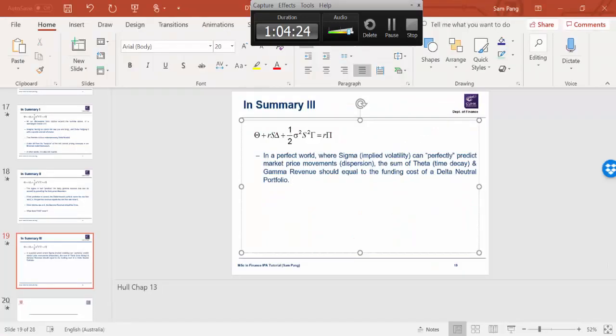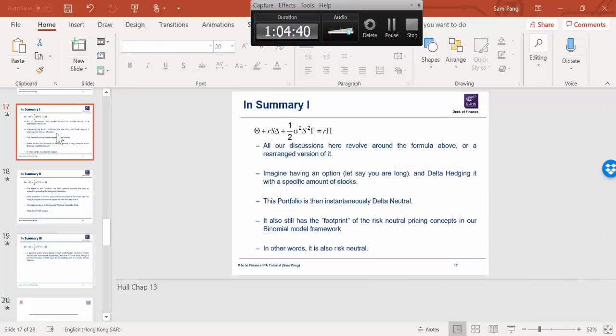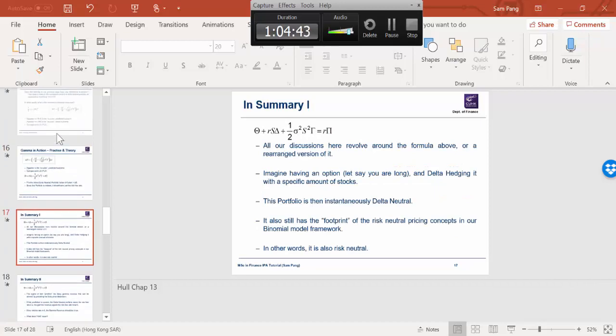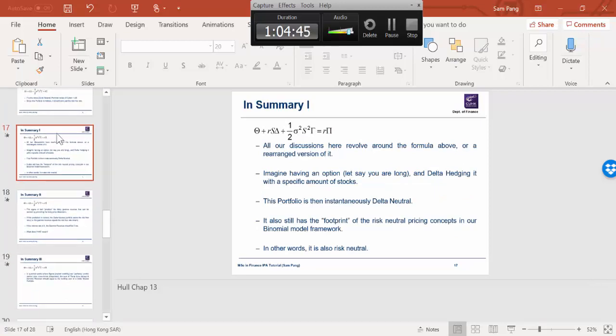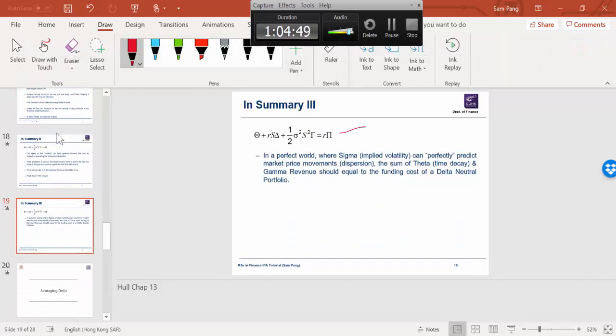And I think I said all that. It's a long-winded way of saying what we are saying here. In a perfect world, I come back to this, okay? I still don't like this formula, but this is the best we have. This is Hull notation. So here pi is the price of a derivative.